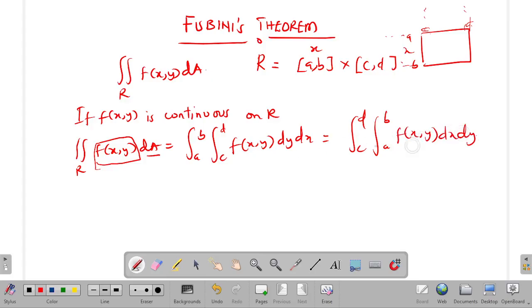So this is what we call an iterated integral, trying to break a double integral into two single integrals, but you can do each the other way around. So simply we call this iterated integrals, and that is the relevance of Fubini's theorem.